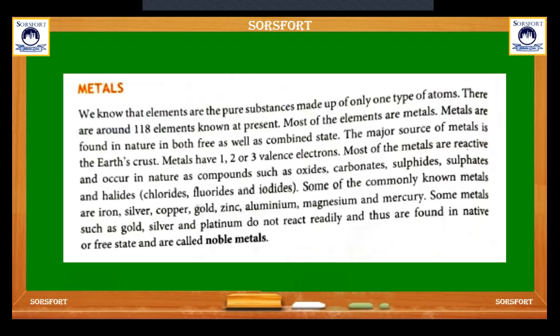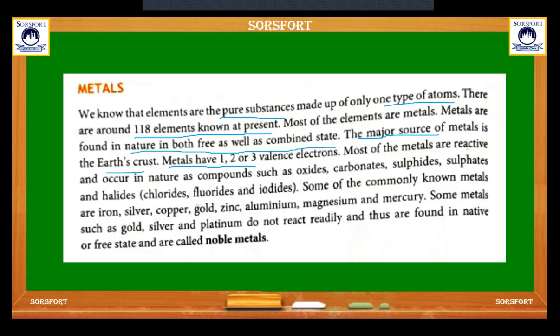We know that elements are pure substances made of only one type of atoms. There are around 118 elements known at present. Most of the elements are metals. Metals are found in nature in both free as well as combined states. They are the major source of elements in the earth's crust.